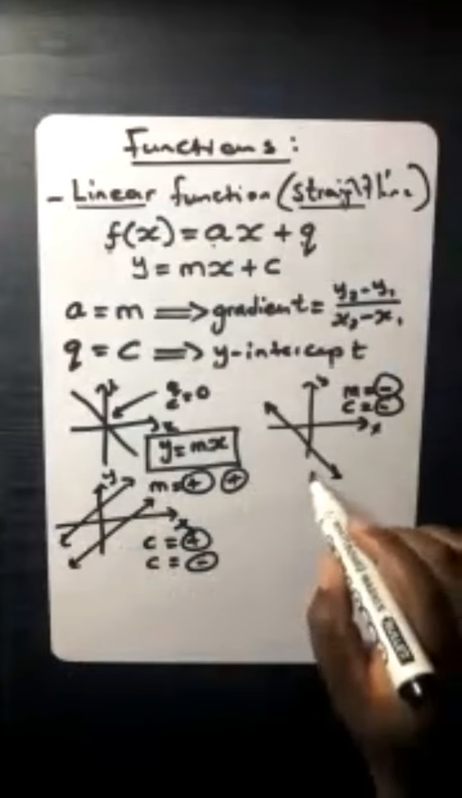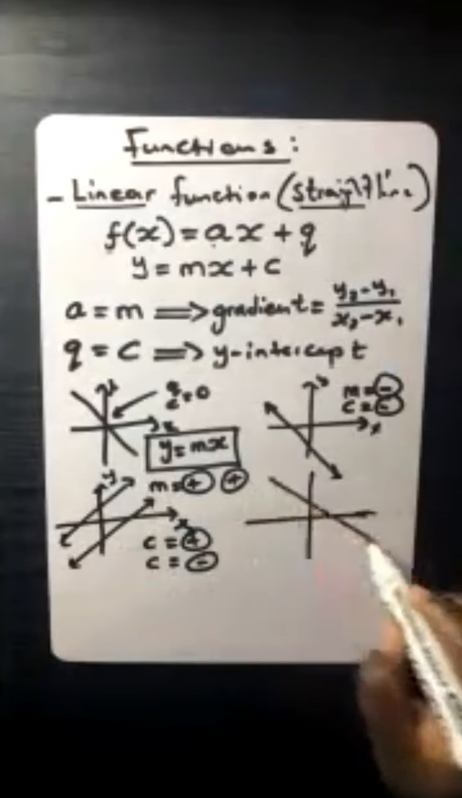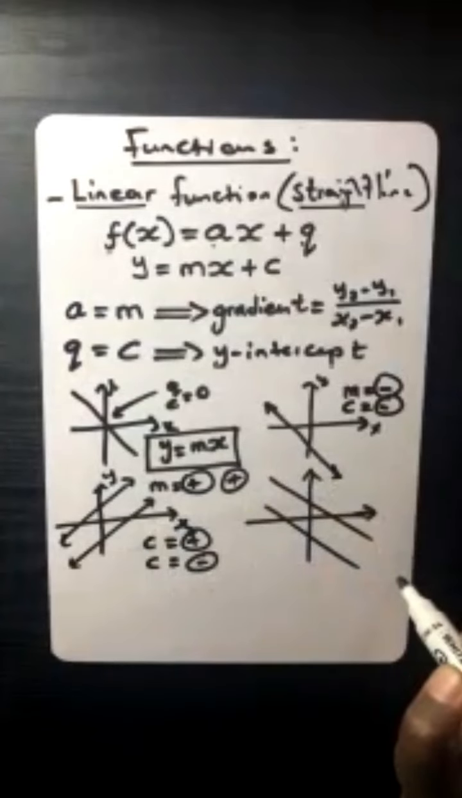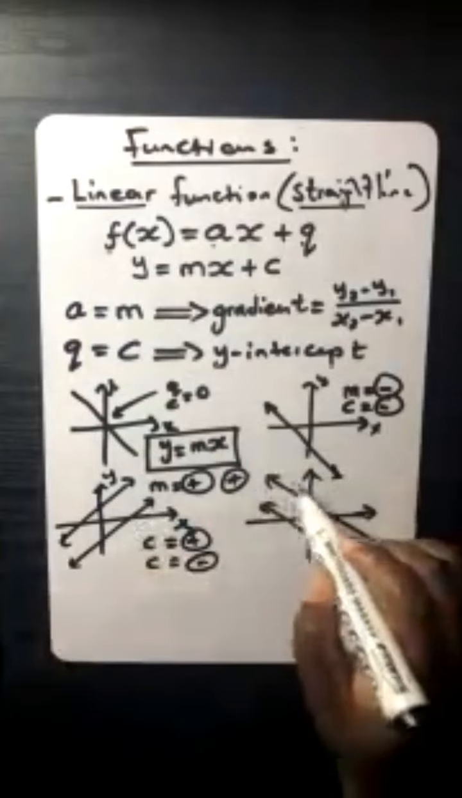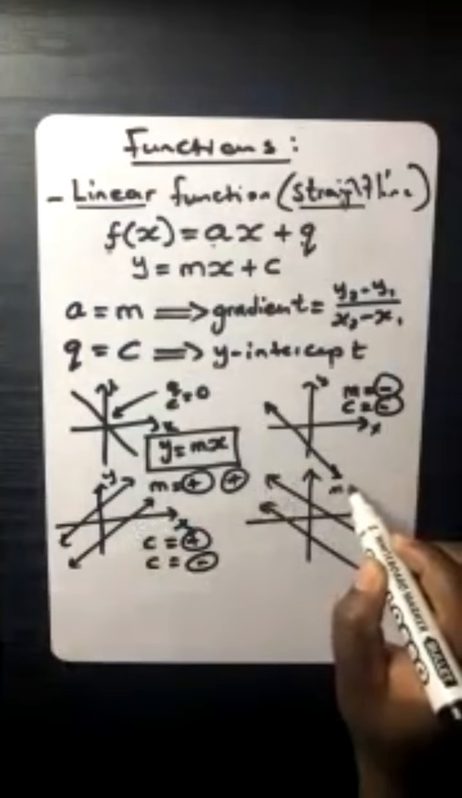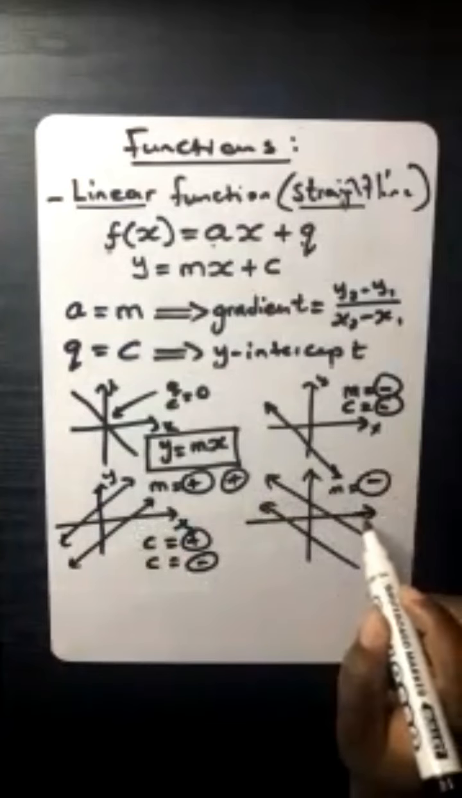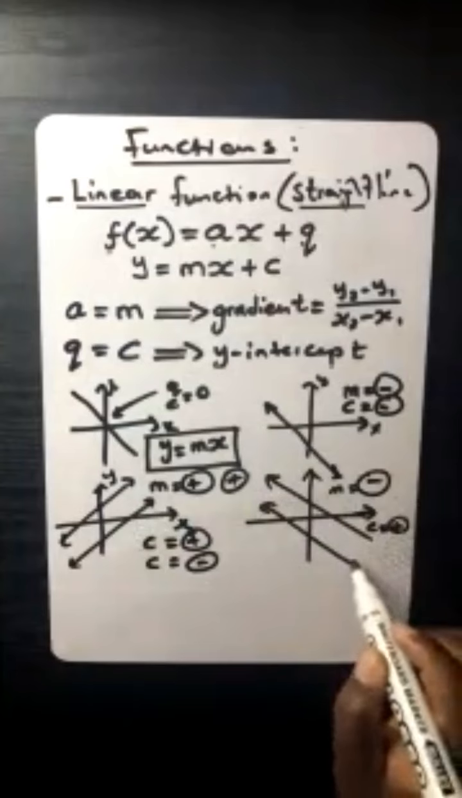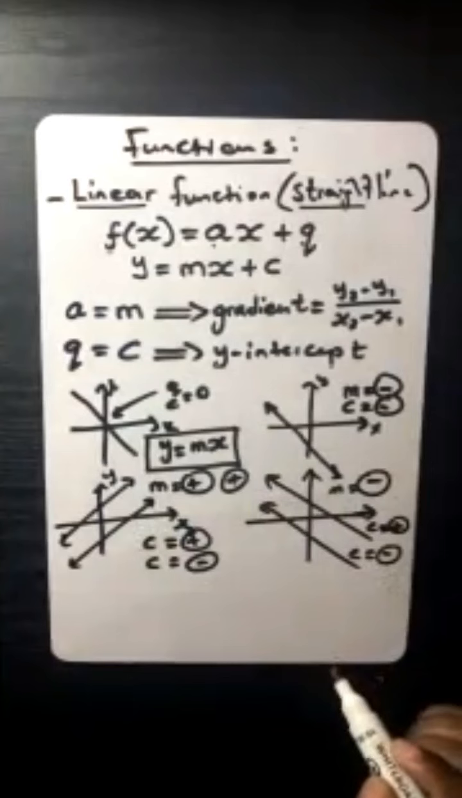Be careful of that. And again, I think this is the same explanation for that one over there. So it's the same thing. For that one, we're going to have a negative gradient, but our C value for this one is going to be positive. C value for that one is going to be negative. I hope you fully understand why.